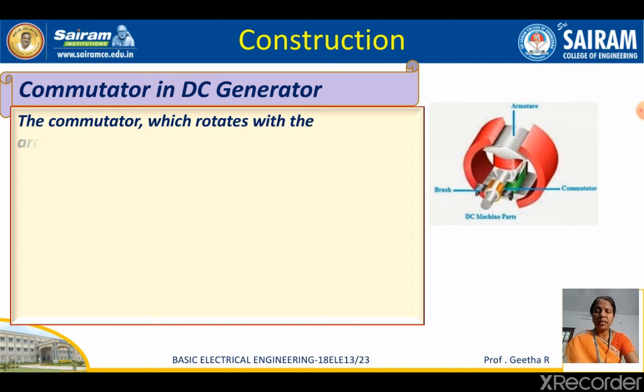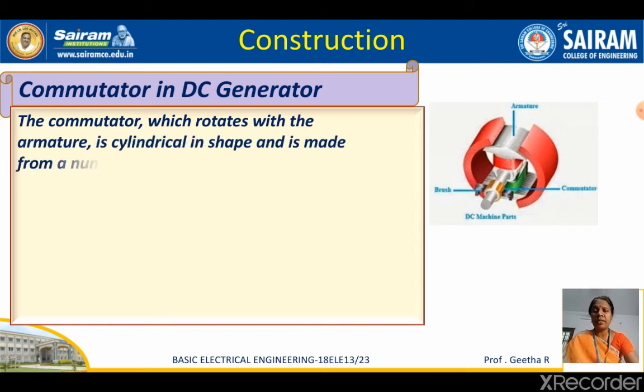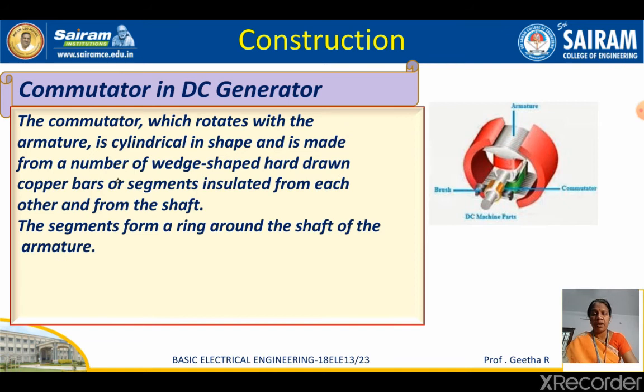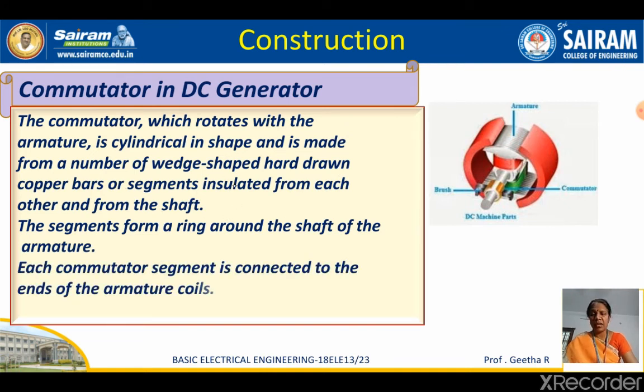The commutator in a DC generator. The commutator, which rotates with the armature, is cylindrical in shape and is made from a number of wedge-shaped hard-drawn copper bars or segments insulated from each other and from the shaft. The segments form a ring around the shaft of the armature. Each commutator segment is connected to the ends of the armature coil.